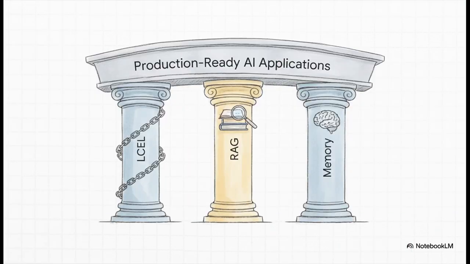And really, this is the ultimate payoff. LangChain isn't just a random box of tools, it's a truly coherent framework. It brings together LCEL for composition, RAG for knowledge, and memory for context. It saves you from having to build your own custom semantic search, your own state management, and your own model switching logic, all from scratch.